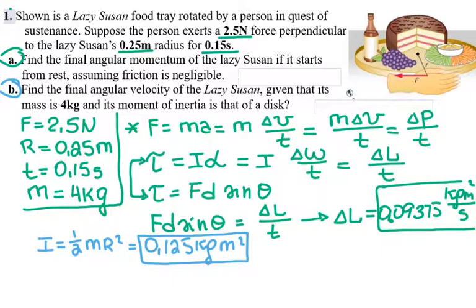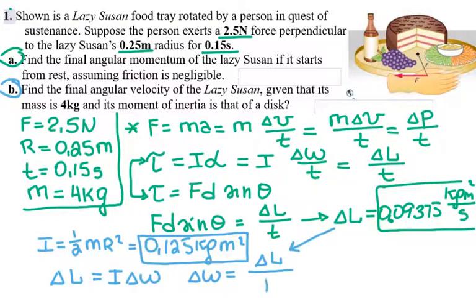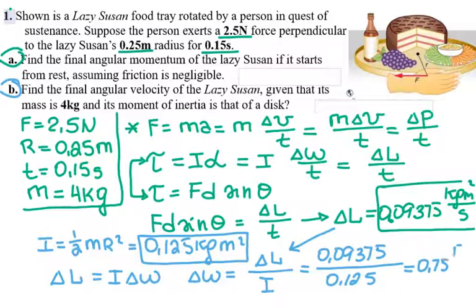for this part right here, that I'm just gonna rewrite. This is equal to inertia times change of the velocity. So from here I can find the change of the velocity is equal to the change of the momentum that I just found, divided by the inertia that I also just found. So that will give me 0.09375 divided by 0.125. That gives me 0.75 radians per second.